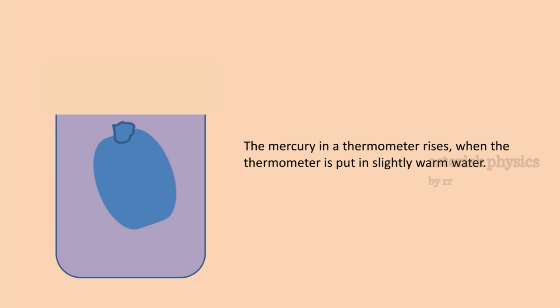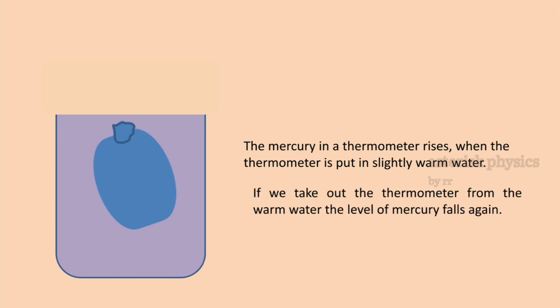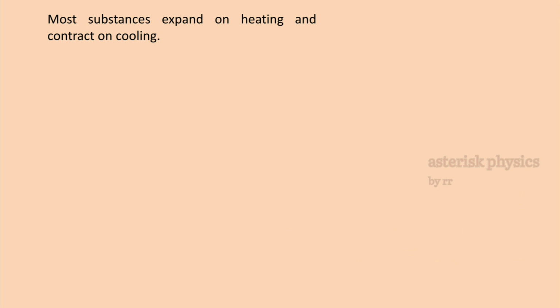Similarly, when a mercury thermometer is put in slightly warm water, the mercury level rises. And if we take out the thermometer from the warm water, the level of mercury falls again. So, why does it happen? That is, most substances expand on heating and contract on cooling.